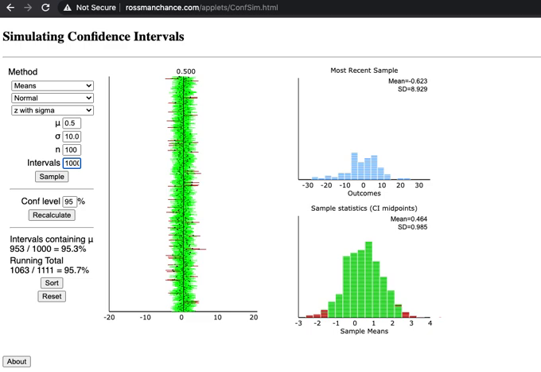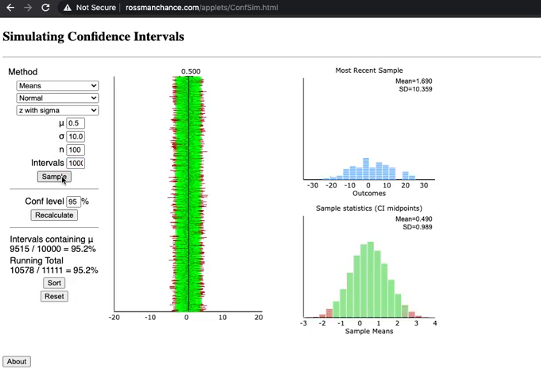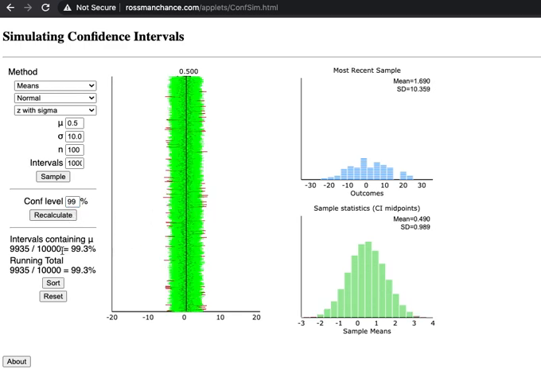Let's add another 0 here and run it again. Now our distribution is looking much more like a normal bell curve. And you can see out of 10,000 runs, 9,515 included the true mean. So that's exactly what we'd expect. What happens if we change this to 99? Then 99% includes the true mean because the width of the interval got bigger.